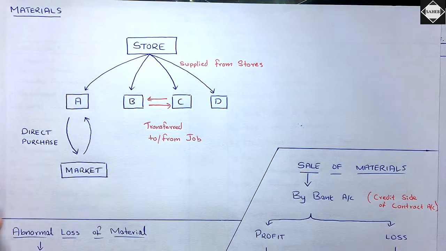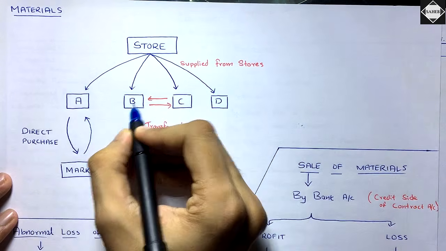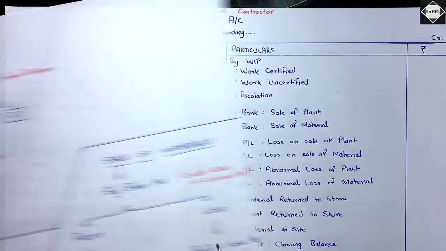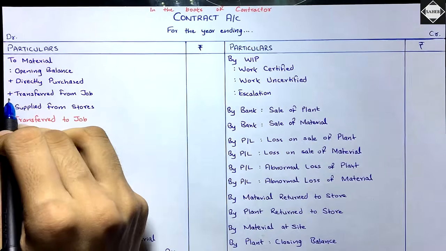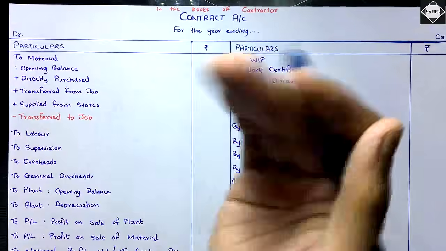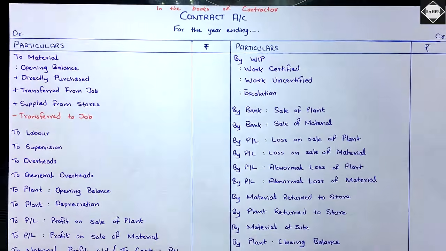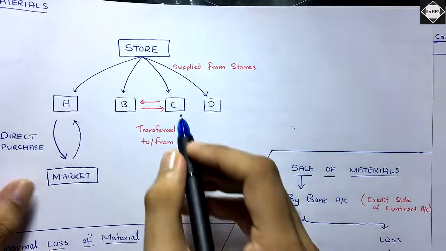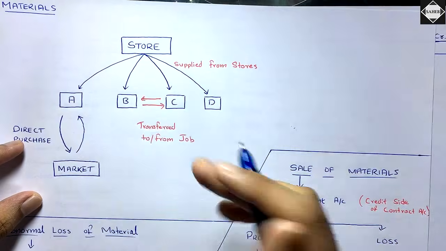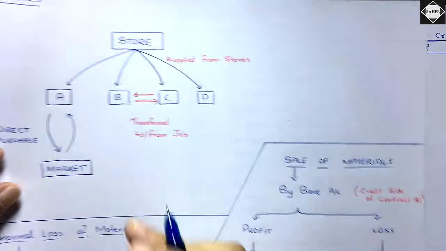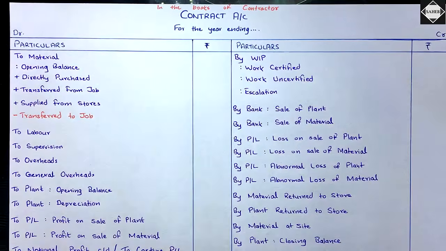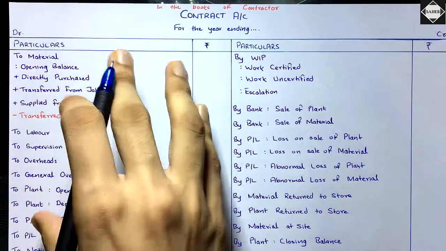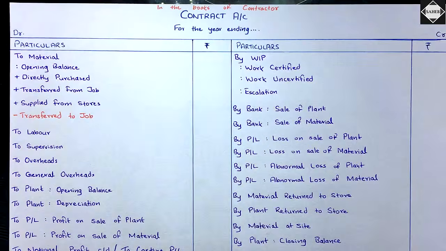Fine. So if that happens, the contract which is receiving the materials, in that contract account you have to debit that. Transferred from job, you have to add, because they have received it. And from the contract from which the material has gone out, whatever goes out you have to credit, whatever comes in you have to debit here. Whatever you have put into the contract has to come over here. Whatever has come out of the contract has to come over here. That's a basic technique.